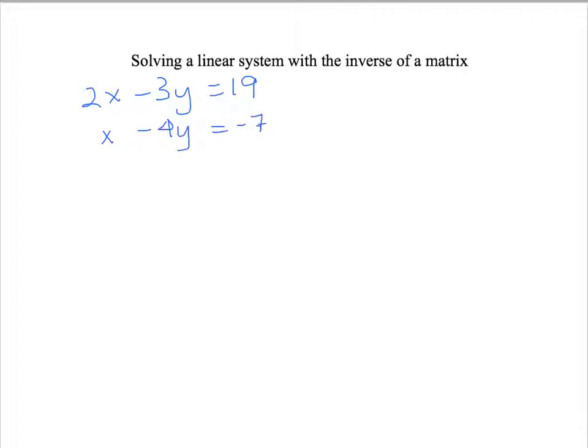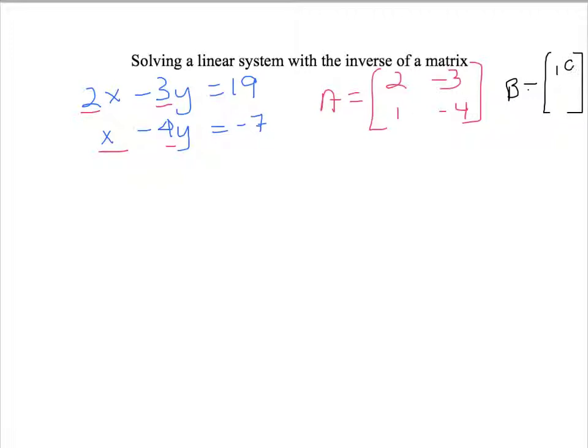First of all, what I want to do is set up my matrix A, which is my coefficient matrix, and that would be the coefficients in front of the variables. So I have 2, negative 3, 1, negative 4. And then I have my answer matrix. I'm going to call my answer matrix B, and that is 19, negative 7. Okay, let's go ahead and find the inverse of matrix A.